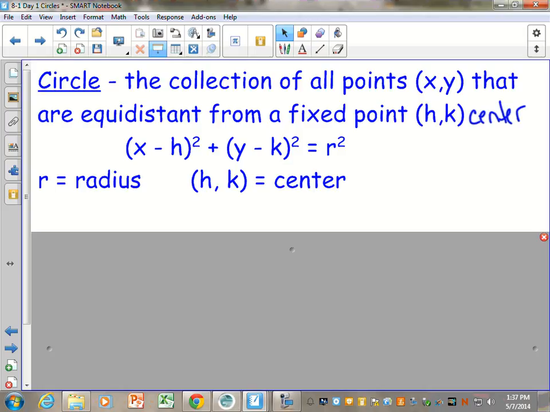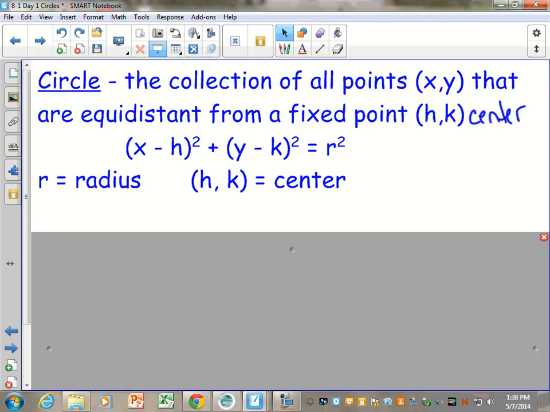And you just need to know this formula: x minus h squared plus y minus k squared equals r squared, where r is your radius and your center is at (h, k). We talked about this way back at the very first chapter. I gave you the equation for a circle. We didn't do a whole lot with it, but I said it shows up sometimes.